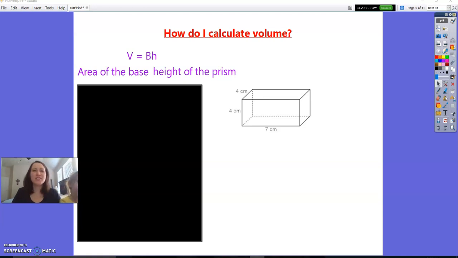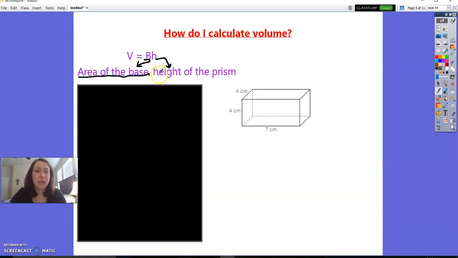Okay, so we're going to calculate some volume, and this is a rectangular prism. You have done this before, so this is review. I'm going to go through this real quick. But the formula for rectangular prisms, or any prism, is volume equals big B times H. Big B is area of the base, and H is the height of the prism.